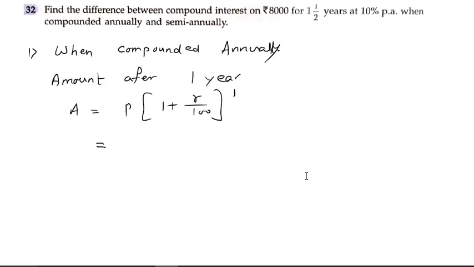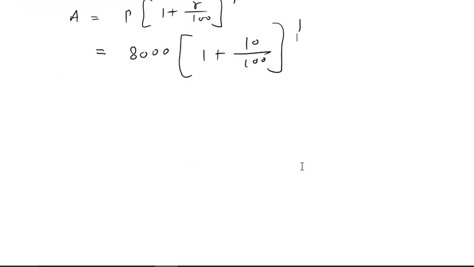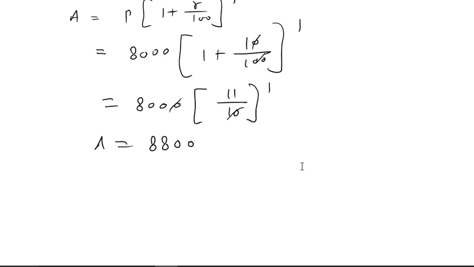So here it is P, which is 8000, 1 plus rate of interest is 10, the power is 1. So this gives me value as 8000. This 0 and this 0 will cancel, 1 upon 10. So it is 11 upon 10 power 1. So this 0 and this 0 will cancel, 11 8 is 88. So my amount will become 8800. Now amount is ₹8,800 after 1 year.